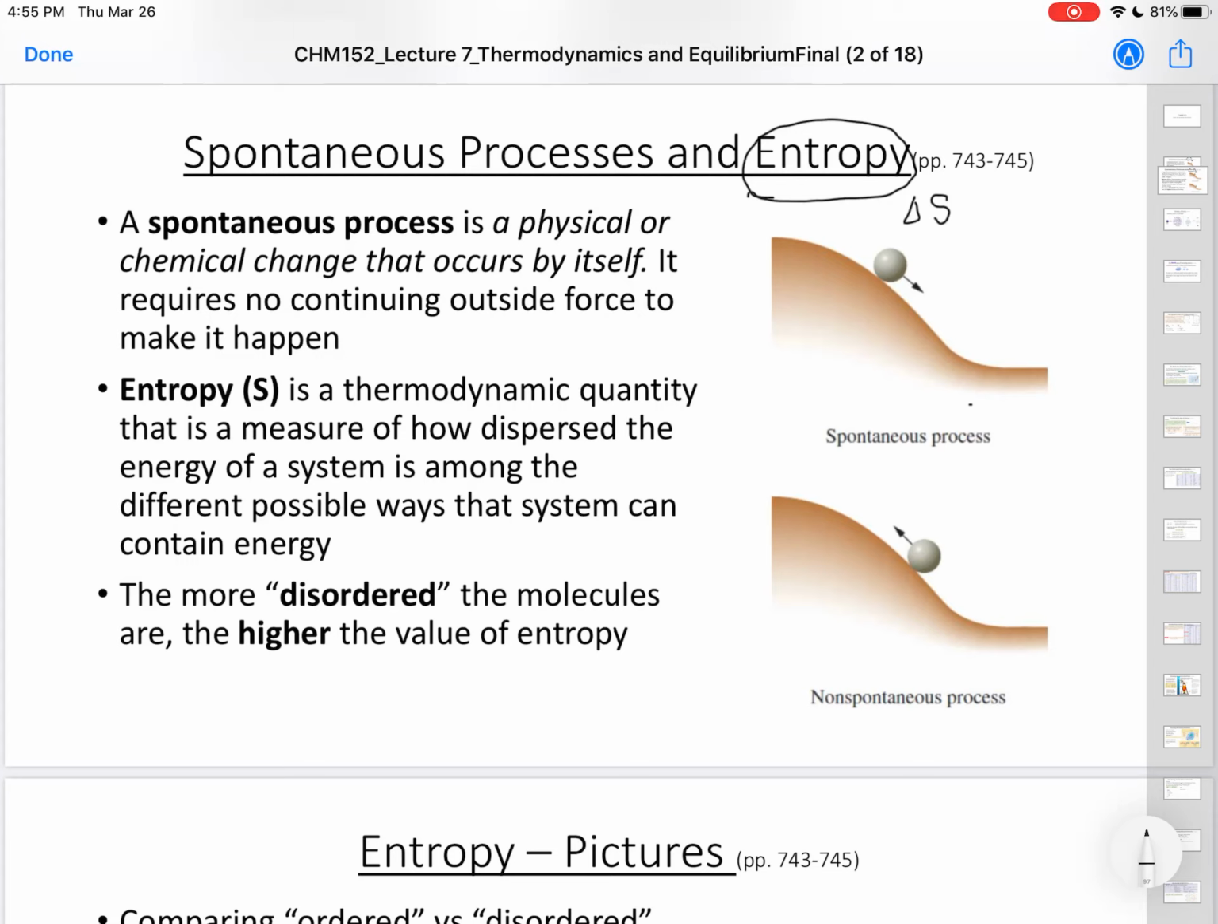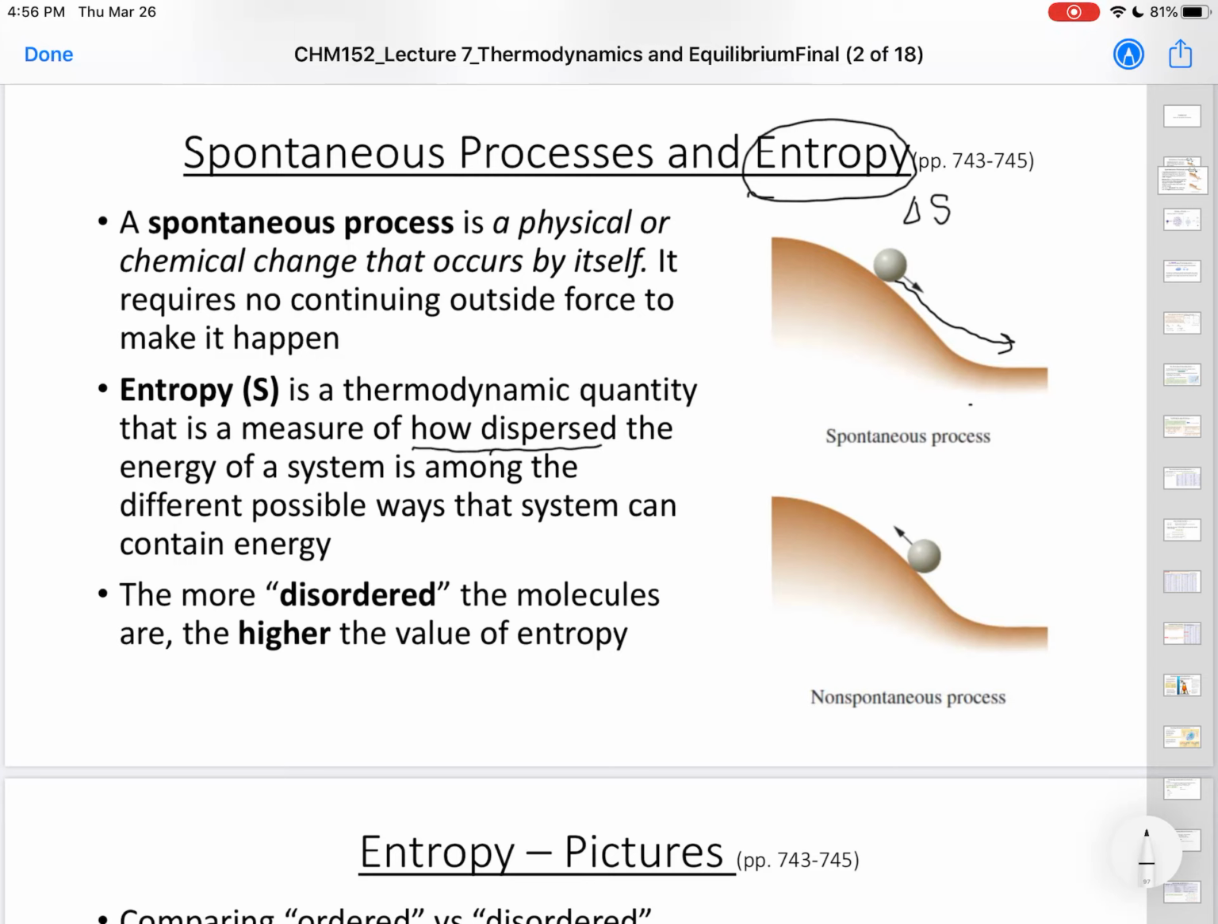We can identify a spontaneous process as a physical or chemical change that occurs by itself. It requires no continuing outside force to make it happen. So if you have, for example, a ball sitting at the top of a hill and you let go, the fact that the ball will go down the hill is a spontaneous process. You don't need to do anything to it or apply any force. It will just start rolling down the hill. In this particular case, we would say that entropy is positive.